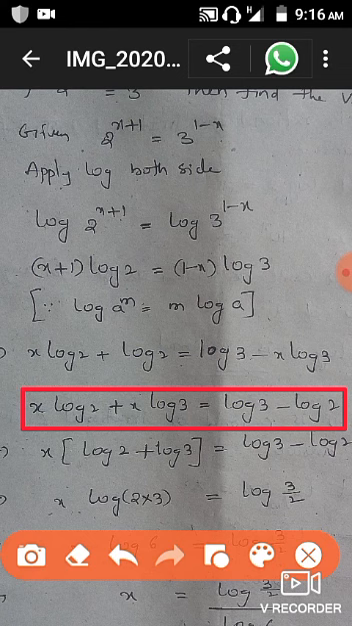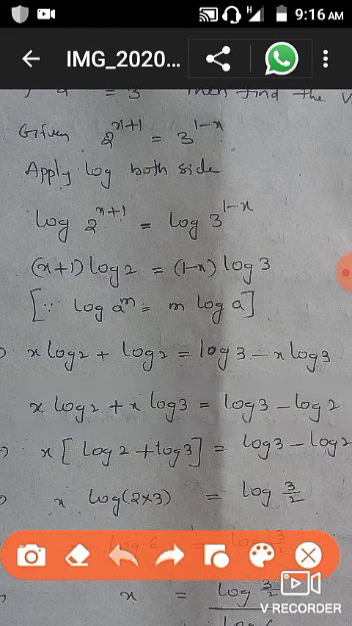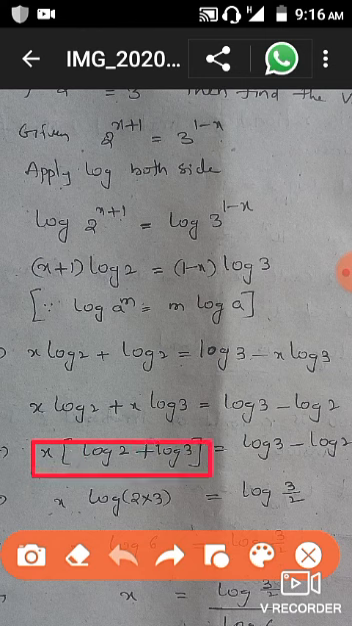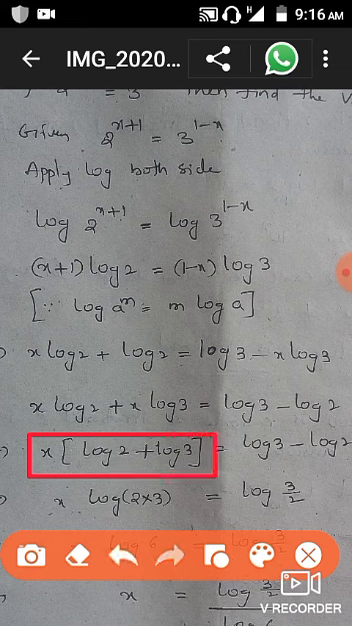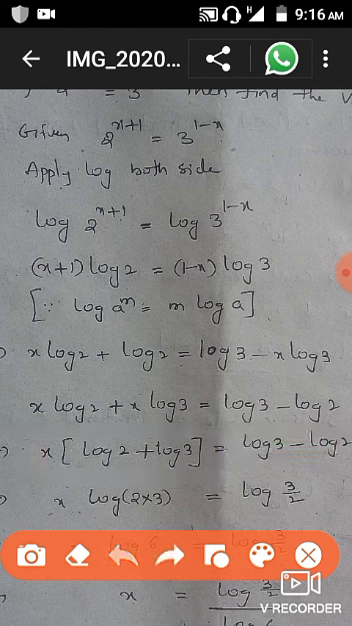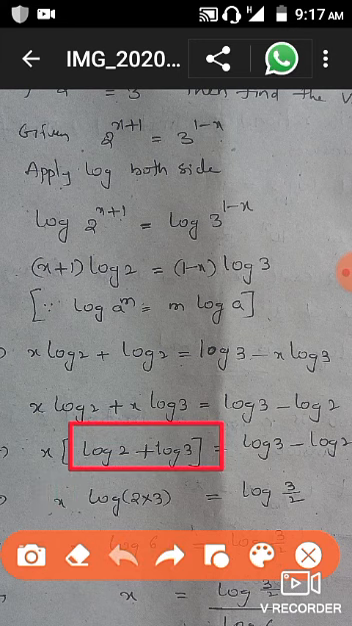Next step: on the left side, x is common in these two terms, so I am taking x outside. Here x into log 2 plus log 3, with x outside and log 2 plus log 3 remaining. The right side stays the same, log 3 minus log 2.